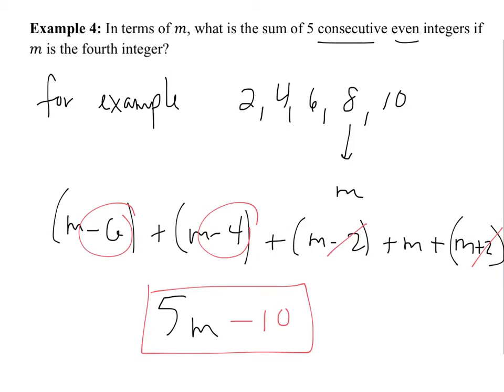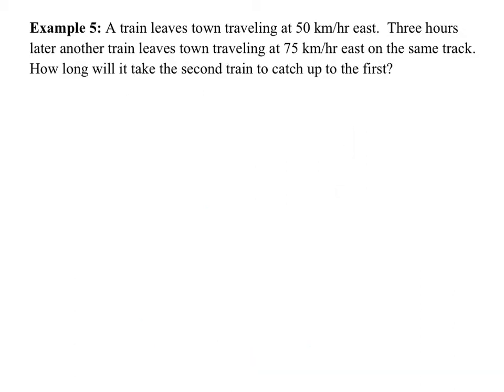Okay, again, this weekend a train leaves town, and it's traveling at 50 kilometers an hour east. Okay, 3 hours later, another train leaves town, traveling at 75 kilometers per hour east on the same track. Is there a typo on yours? Does it say track or does it say train? It says track? Okay, I corrected it. Good. It said train there. And I just made sure to correct.